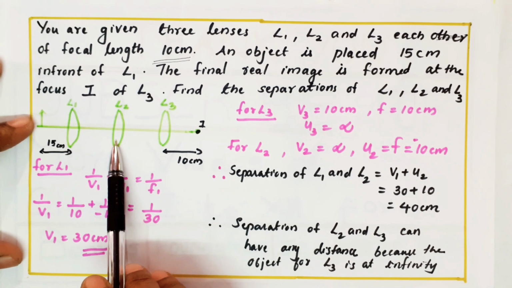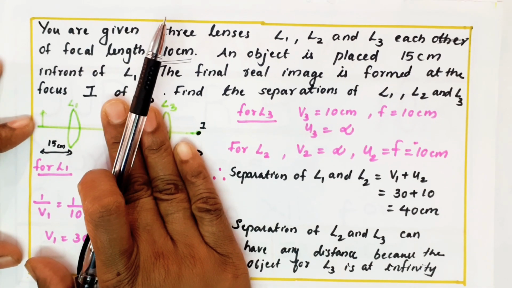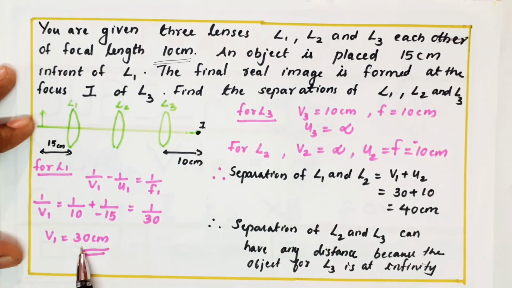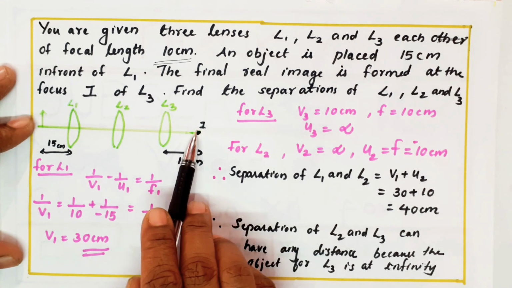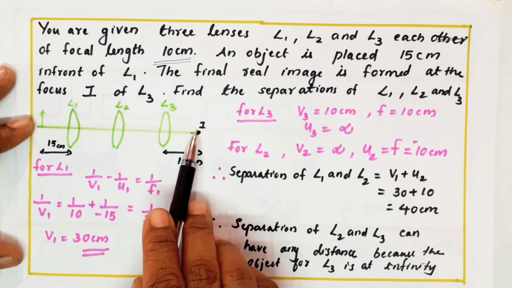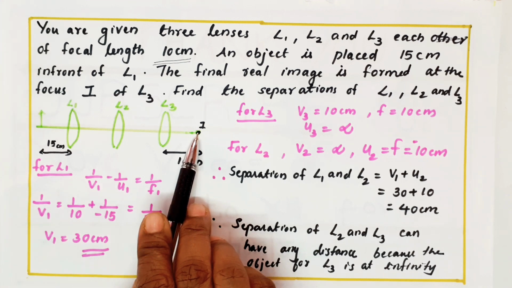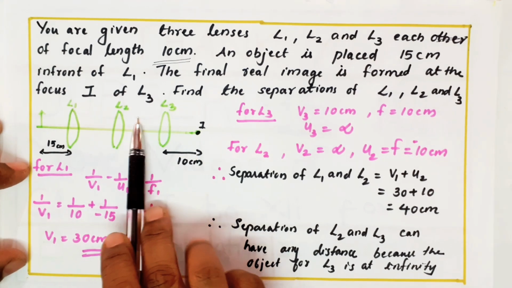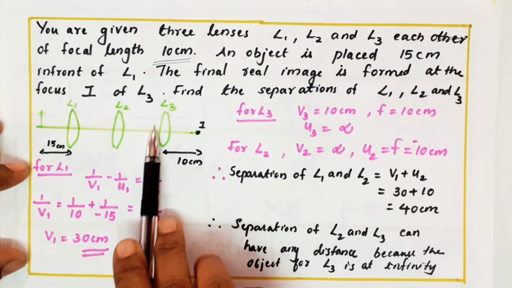Our question is, I don't know where this lens and this lens are placed. But I know that the image of the first lens I am getting is at a distance of 30 centimeter, on its right side. Now coming from the back side, the image is at focus, they told. If the image is at focus, we know the object should be at infinity. So for L3, the object should be at infinity.